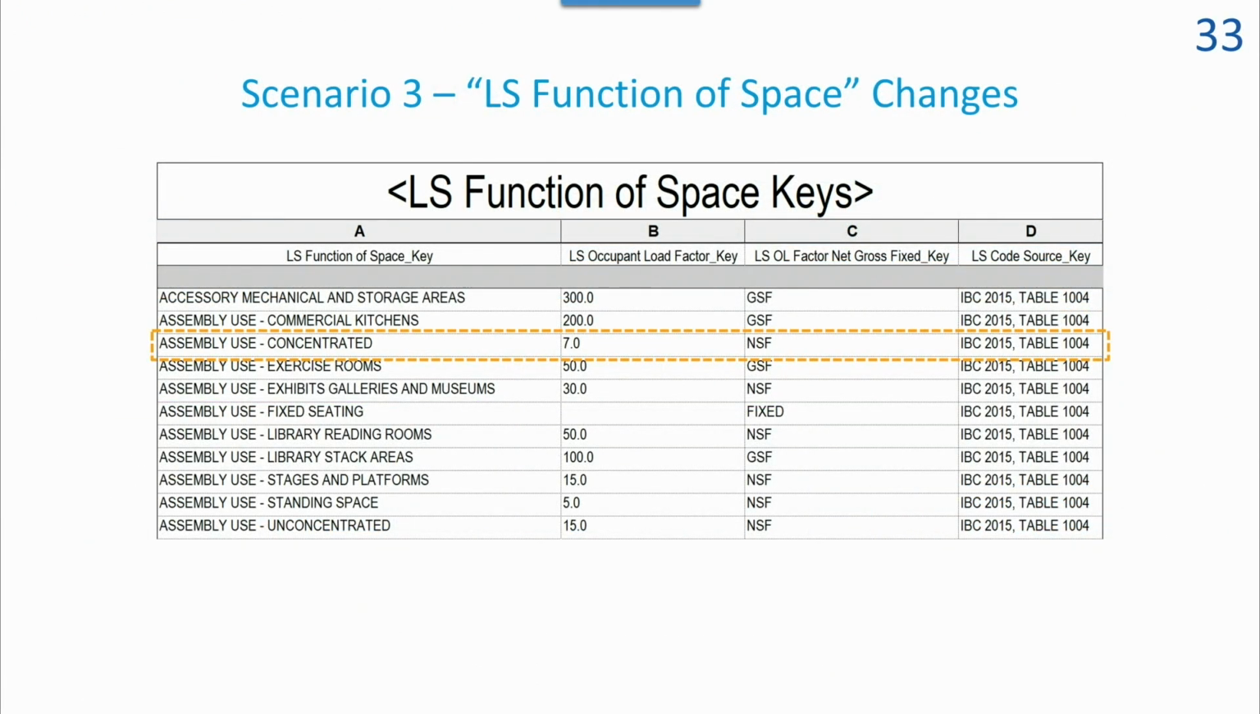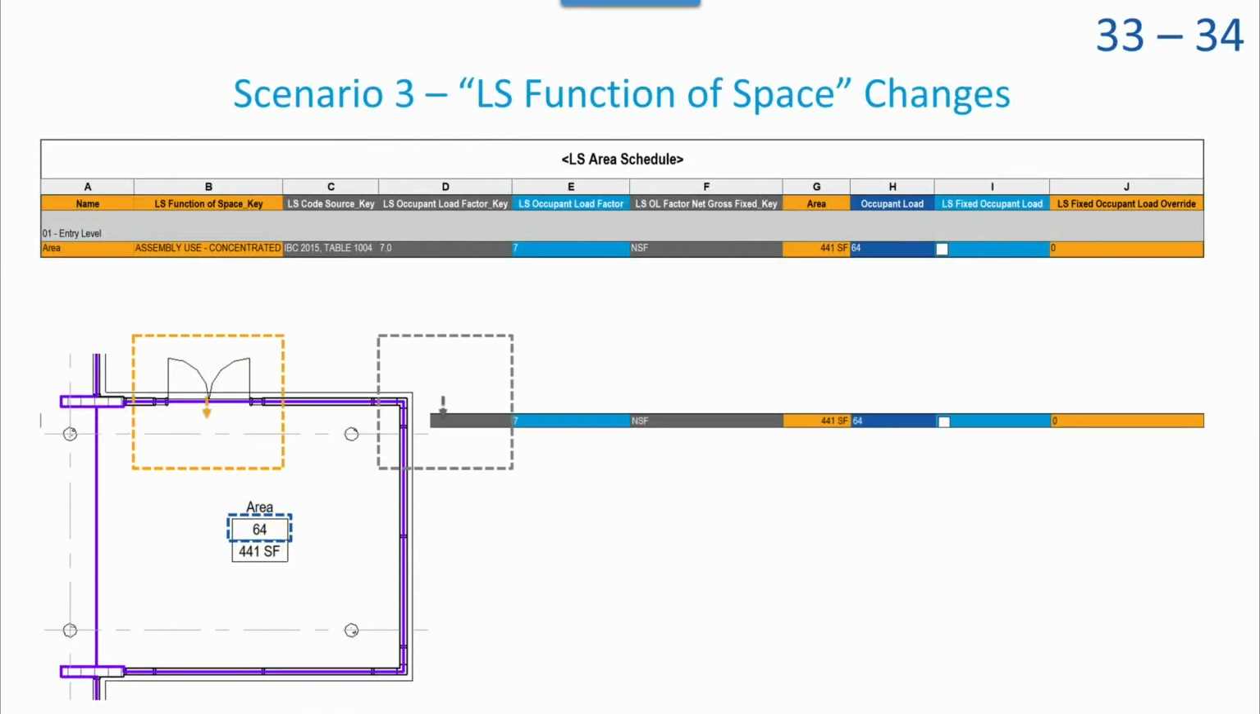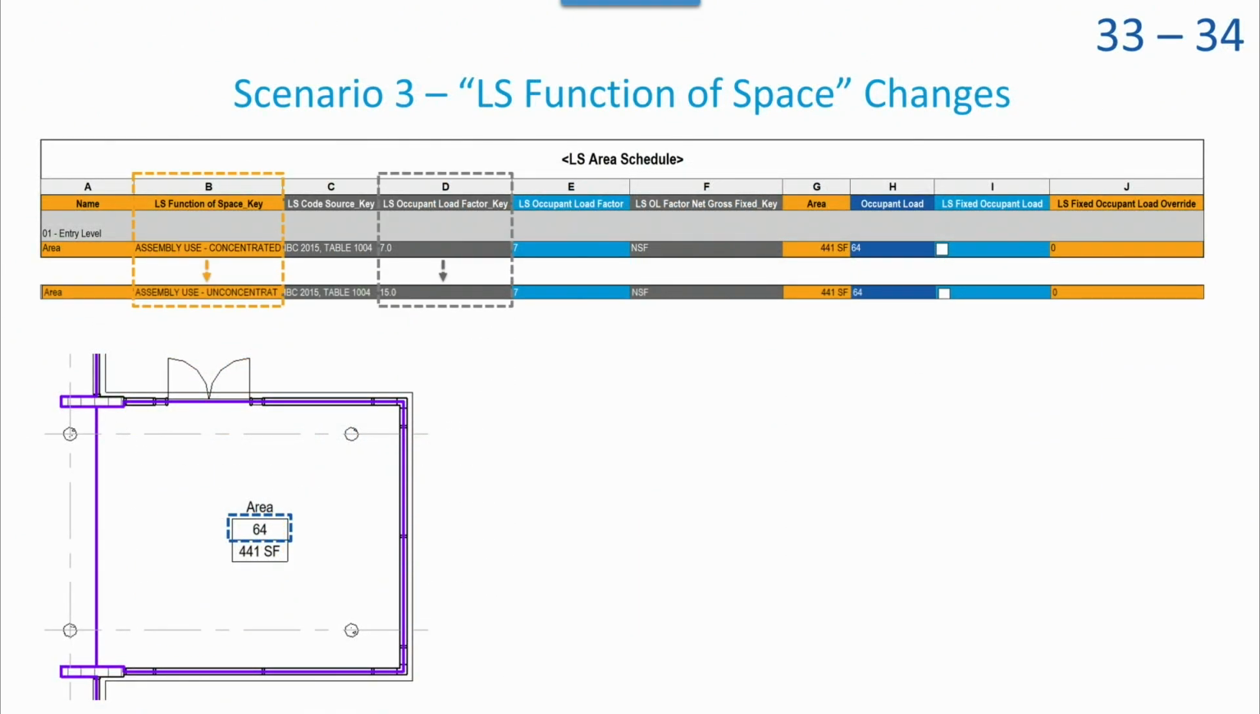So your function of space changes, right? So we decide to use an unconcentrated space with a 15 occupancy load factor rather than the 7. This is going to require one additional step. So we change the value, right? We go in there, we change our key value.